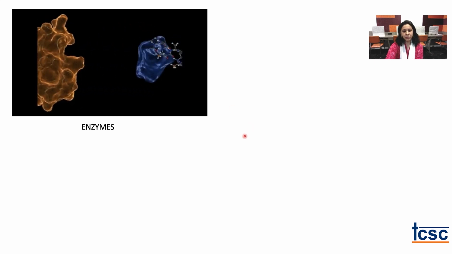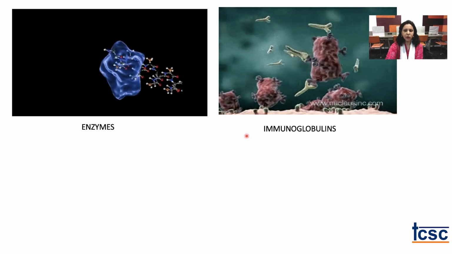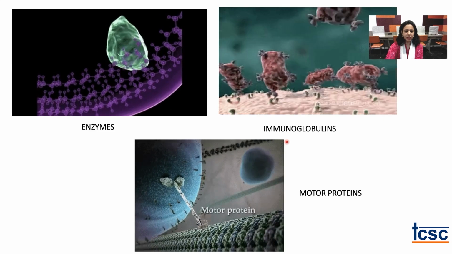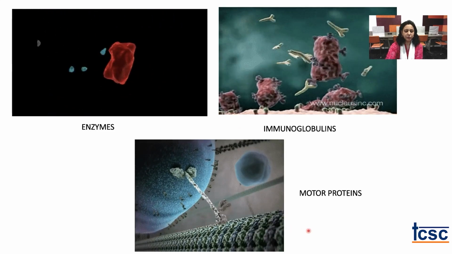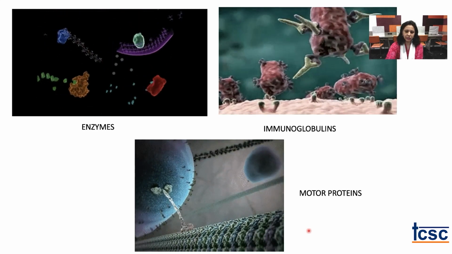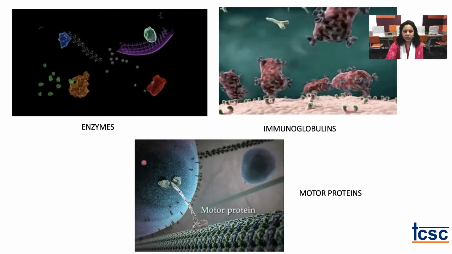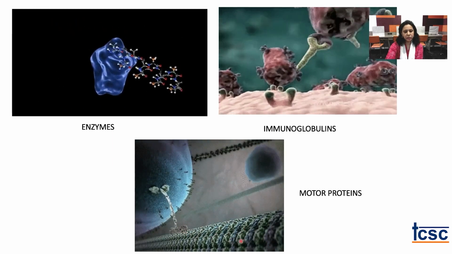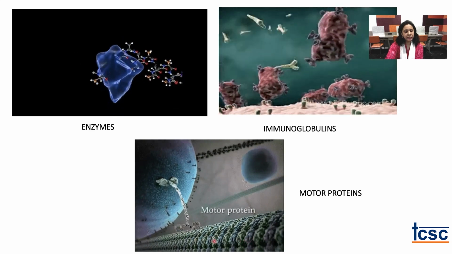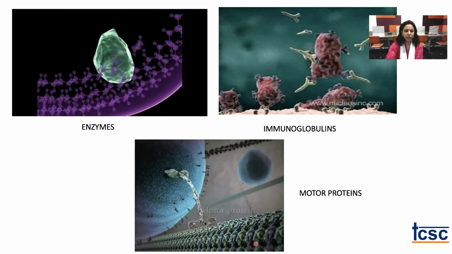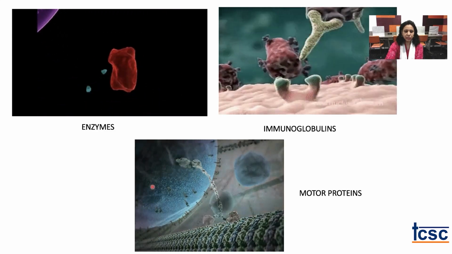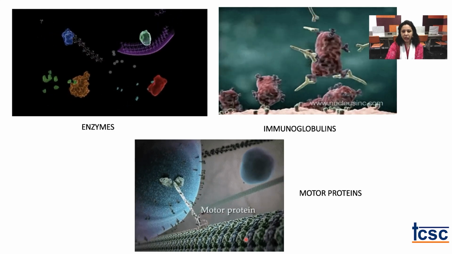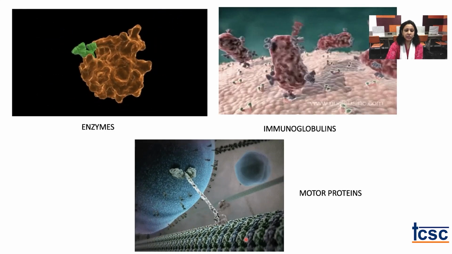Similarly, if we talk about the immunity of our body, immunoglobulins, which fight against the pathogens, are also protein in nature. And one very, very interesting type of protein are the motor proteins which are present in our cell, which carry the cargo of various messengers, and they walk along the cytoskeleton track. And this track is also made up of proteins. So this motor protein, which is carrying the cargo, is also a protein, as well as the track is also a protein.